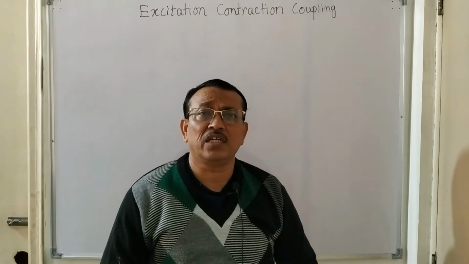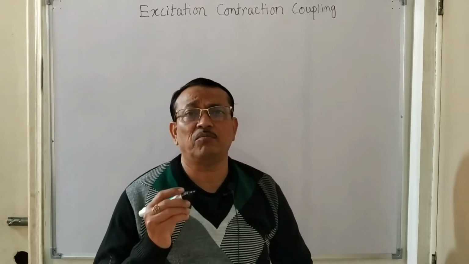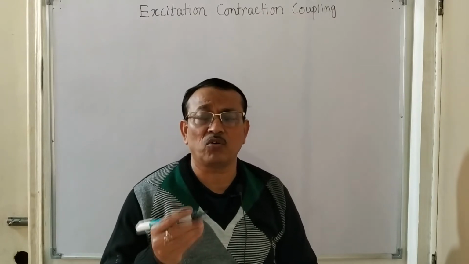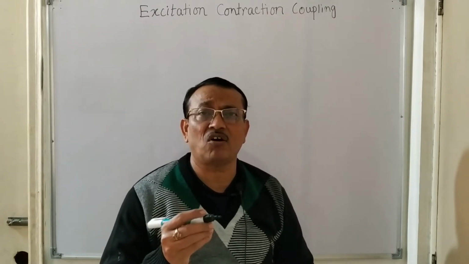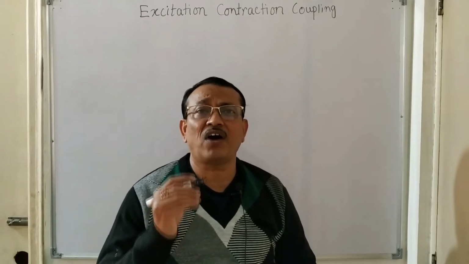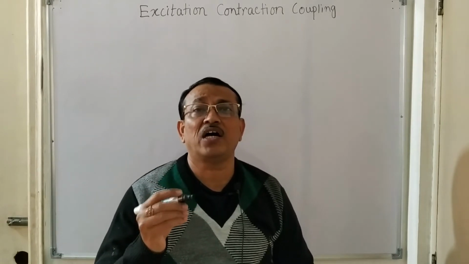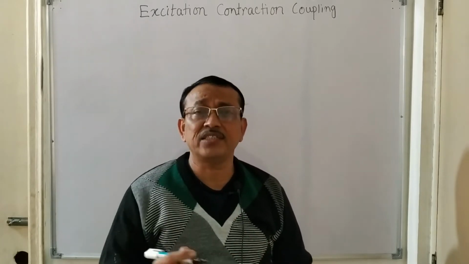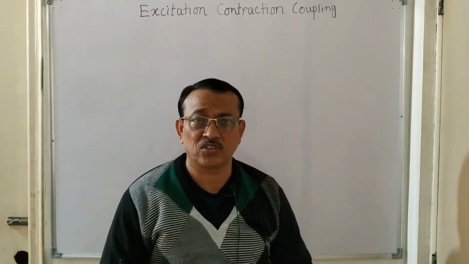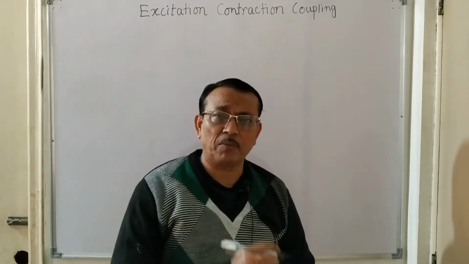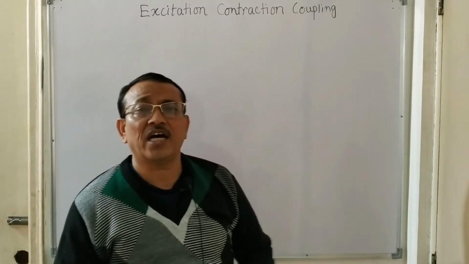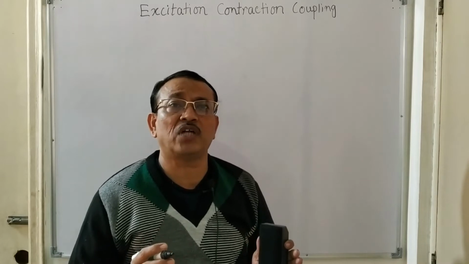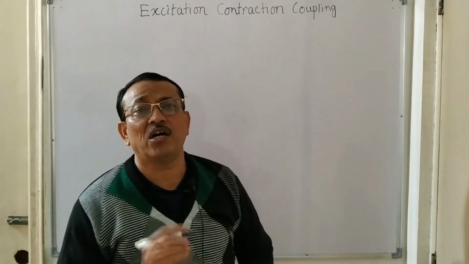Now, as I told, if a motor neuron is stimulated, then the muscle membrane or sarcolemma is excited or stimulated, and that is the first step of the response given by the muscle, that is in the form of muscle contraction. So the first step of muscle contraction is the excitation of the muscle membrane in response to the stimulation of the motor neuron.